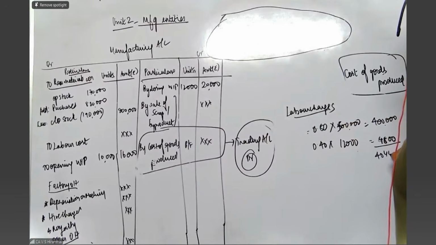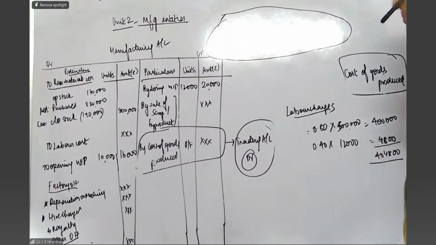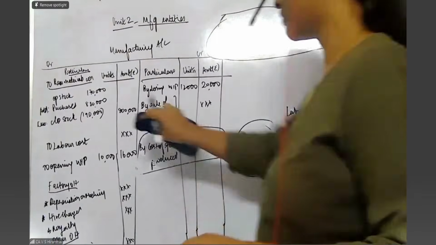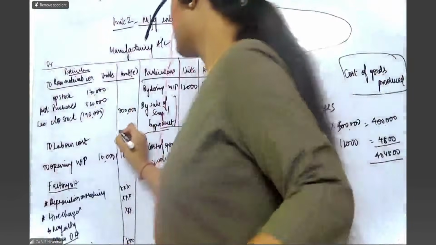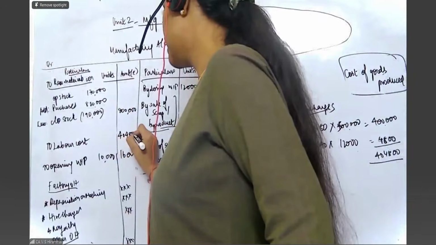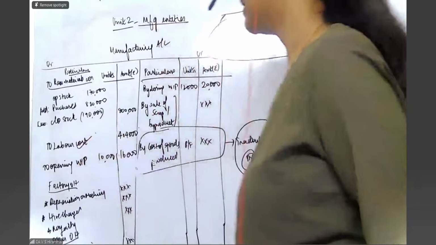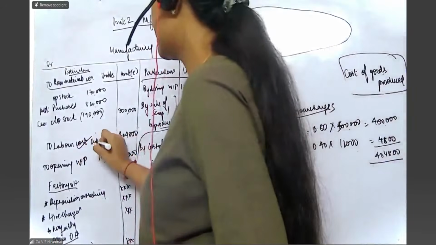So 5 lakh units manufactured into 80 paise. So 4 lakh rupees is on the finished goods. So 4,04,800 rupees. This will be the labor cost. 4,04,800 rupees will be your labor cost from your working note 1.